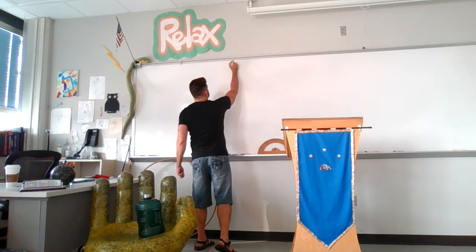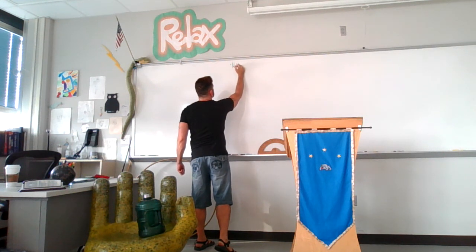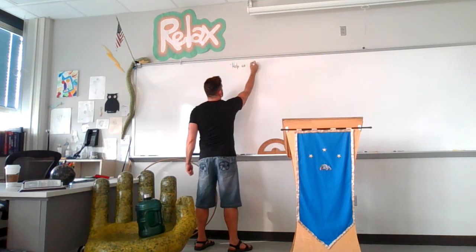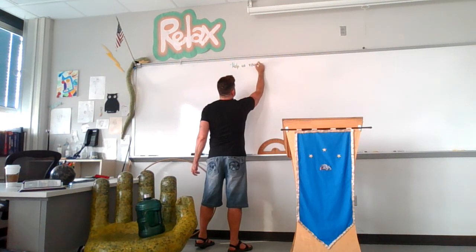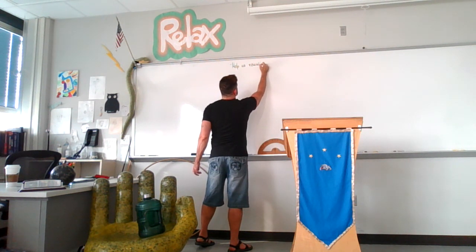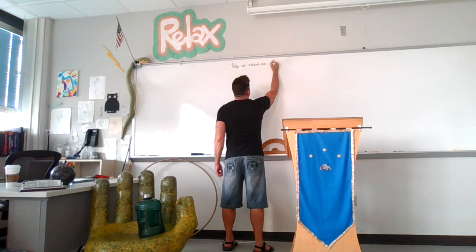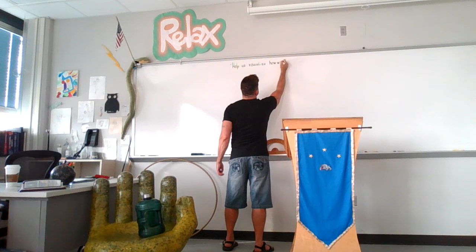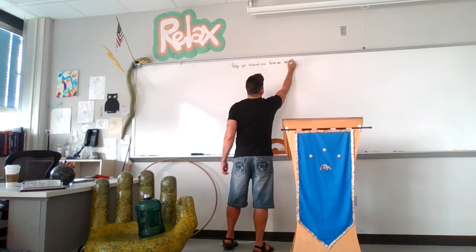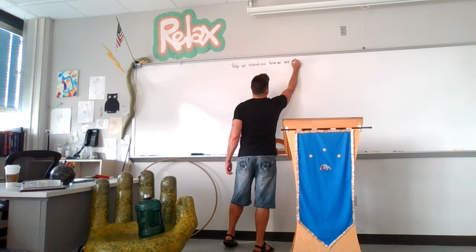So, geocentric view diagrams help us visualize how we see the celestial sphere.